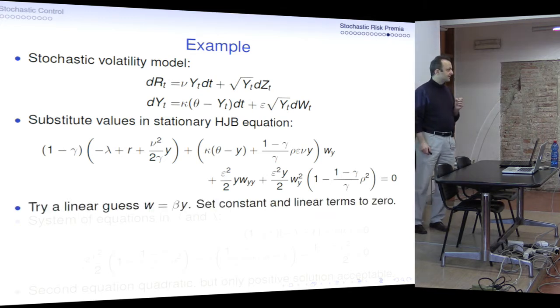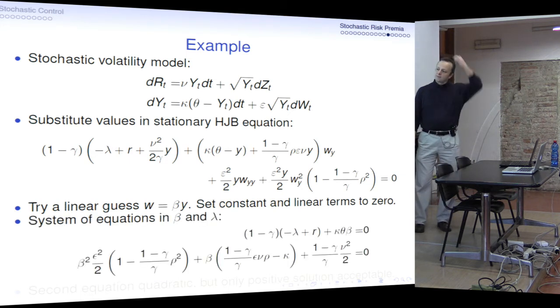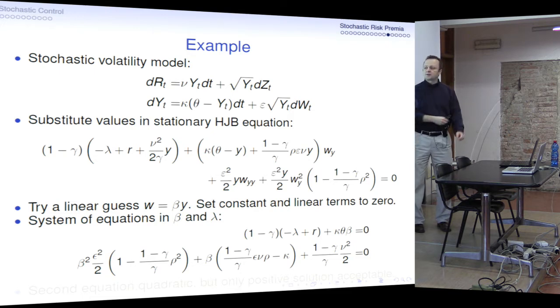So what we do here is to try a very simple guess. We take a linear guess, okay? We assume that W is going to be equal to some beta, which is a number we have to find, times Y. It's almost embarrassing, but in fact it works. If you plug this in, you're going to get two equations, because you will get two terms. One term is constant, the other term is linear in Y. So if this has to be equal to 0, both the constant term and the linear term have to be 0, which means that we have two equations.